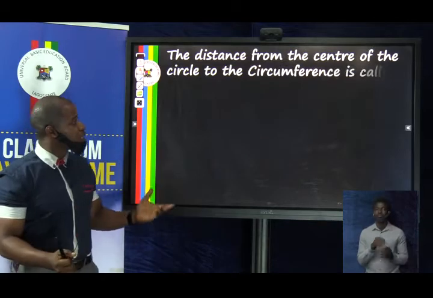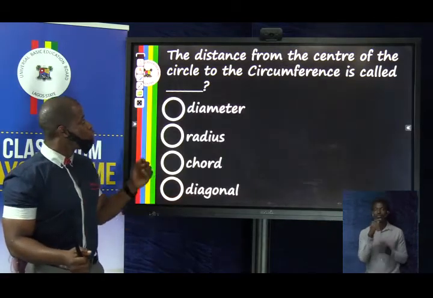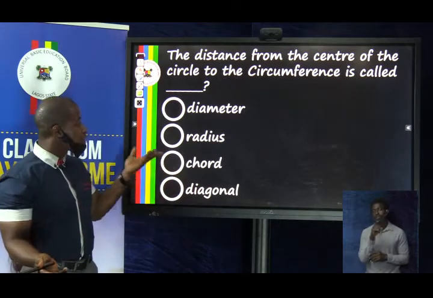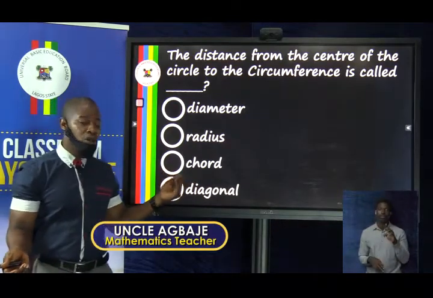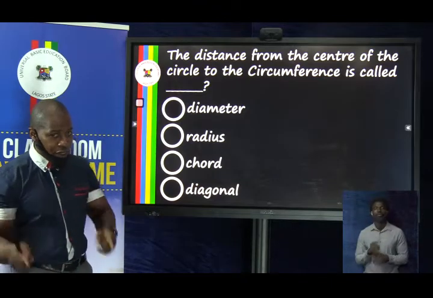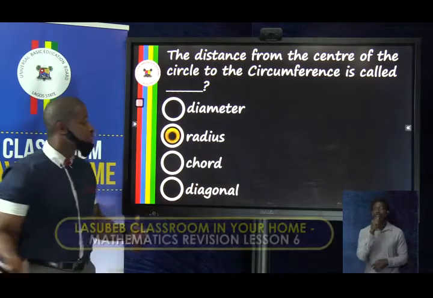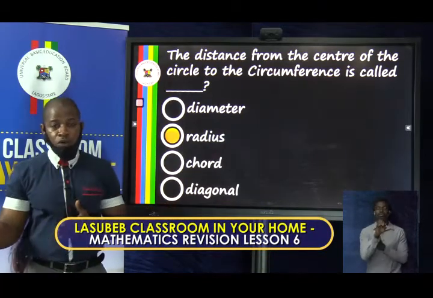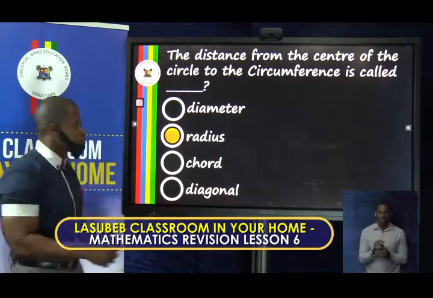The distance from the center of a circle to the circumference is called, we've just talked about that. The options are diameter, radius, chord, or diagonal. Did I hear you chorus radius? Good job, you. That is the correct answer. The distance from the center of the circle to the circumference is the radius.